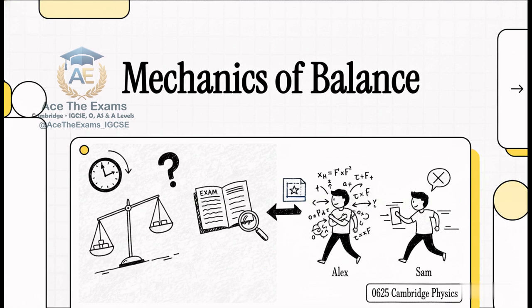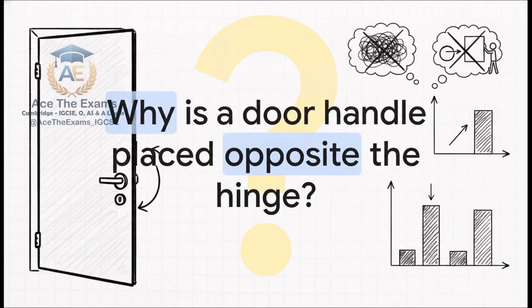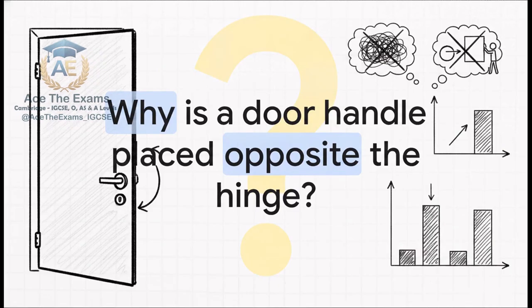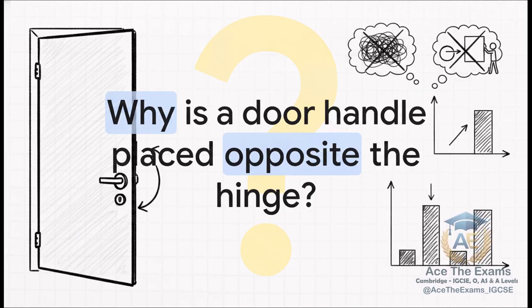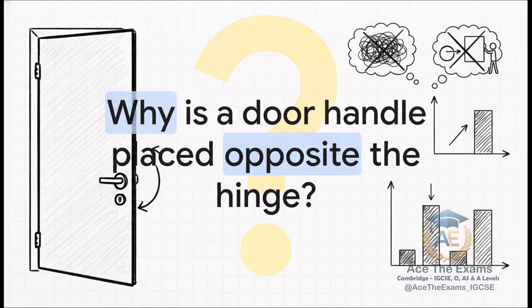Let's get into it. Okay, let's hook straight into a classic Cambridge challenge. It looks so simple, right? Why is a door handle always placed on the opposite edge from the hinge? But in an exam setting, it is a trap if you aren't prepared for what the examiner actually wants. Let's look at how our two students tackle it.